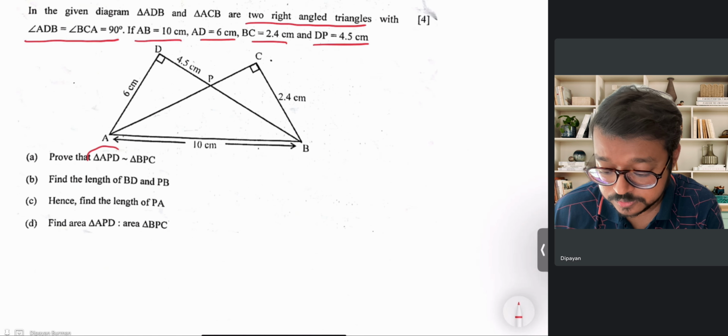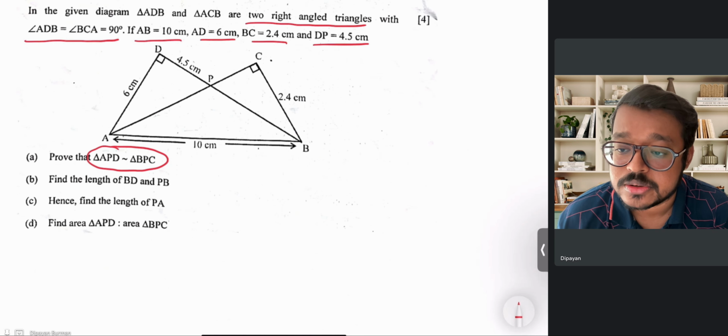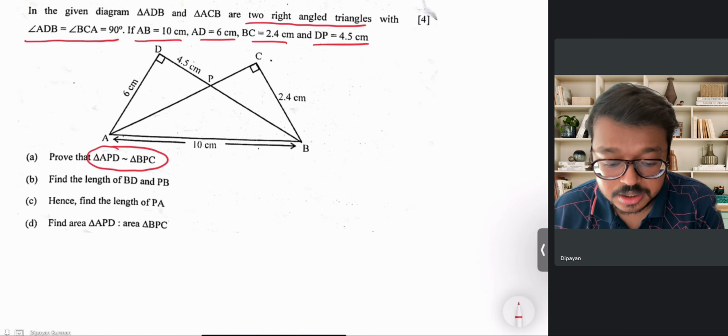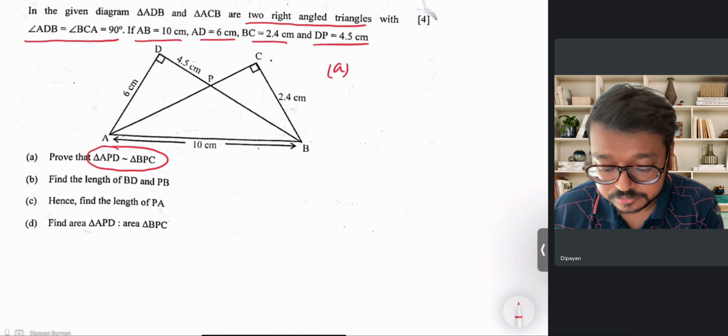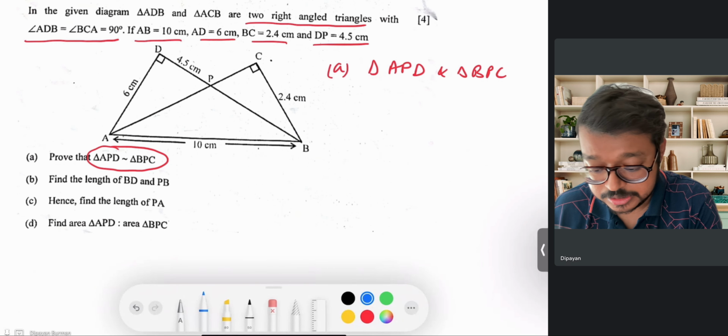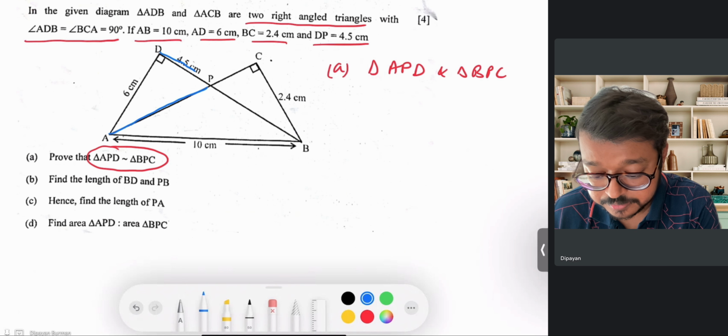First, we need to prove that triangle APD is similar to triangle BPC. So this is fine, we can do that. So for the first part, looking into triangle APD and triangle BPC, where are these two triangles? APD is this triangle and we have BPC.